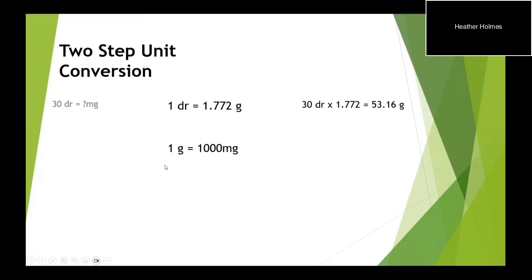So when we reference the other table, we would know that 1 gram is 1,000 milligrams. So again, you would take the amount that you know that you have, and you'd multiply it by 1,000. So this would be how many milligrams you would have, and that would be your final answer for what the 30 DR would equal in milligrams. So when you're doing the math, you just have to pay attention to what you're converting it to, just to make sure you don't have to do a 2-step process like this one.